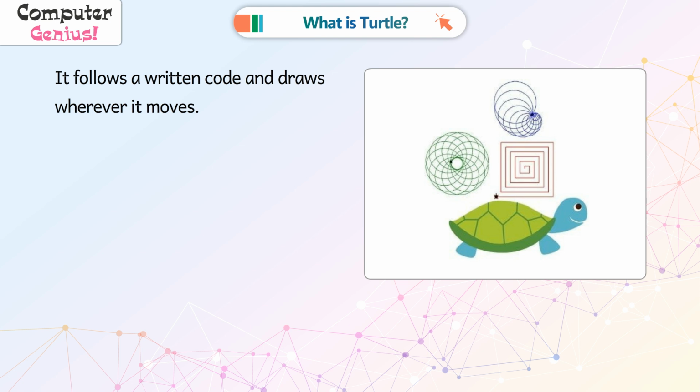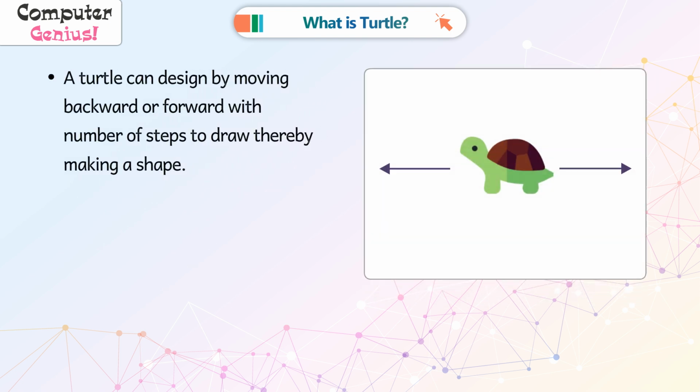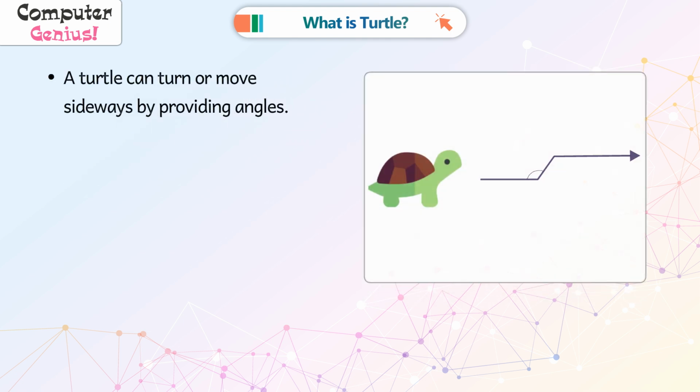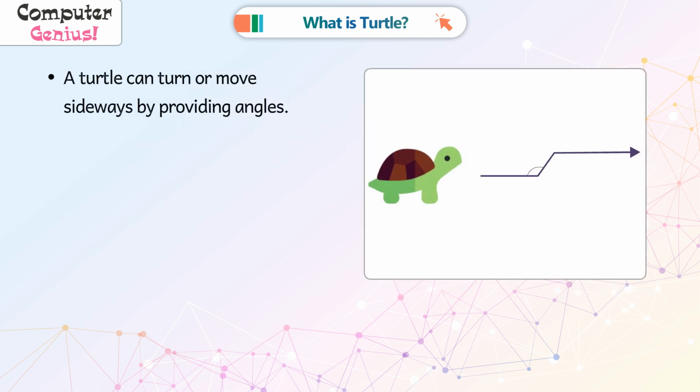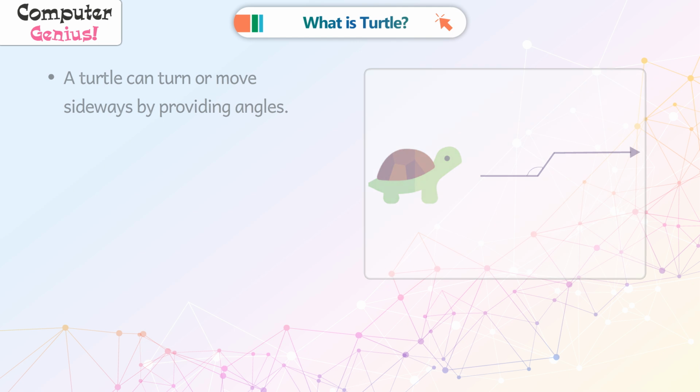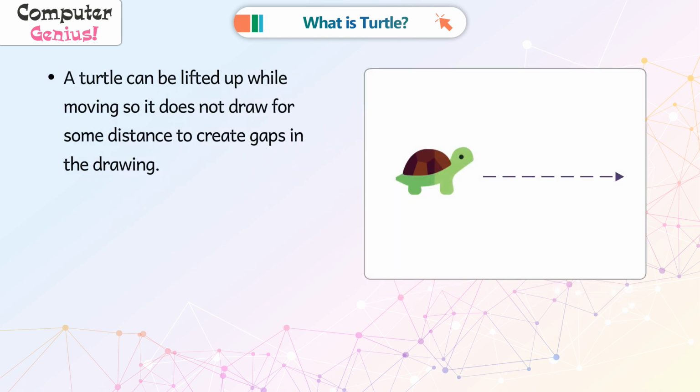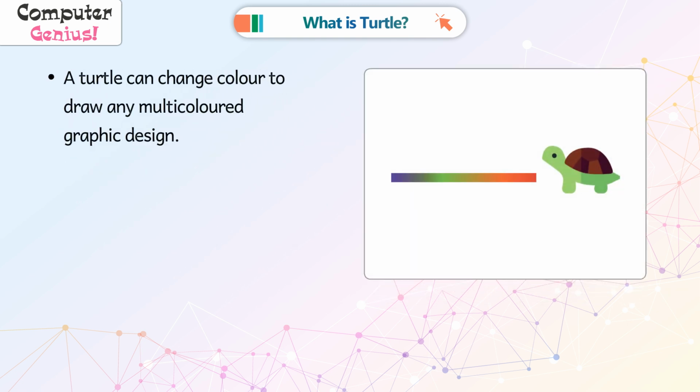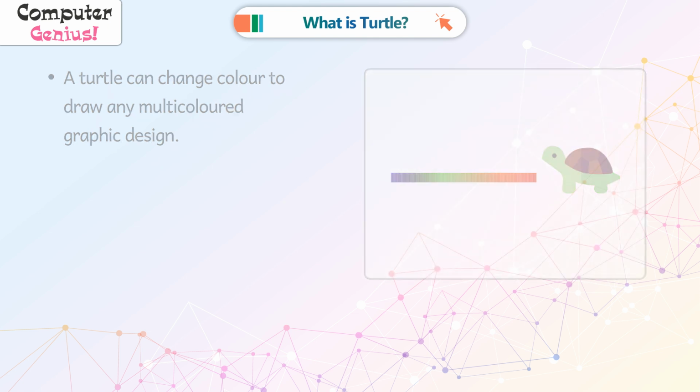It follows a written code and draws wherever it moves. A turtle can design by moving backward or forward with number of steps to draw, thereby making a shape. A turtle can turn or move sideways by providing angles. A turtle can be lifted up while moving, so it does not draw for some distance to create gaps in the drawing. A turtle can change color to draw any multicolored graphic design.